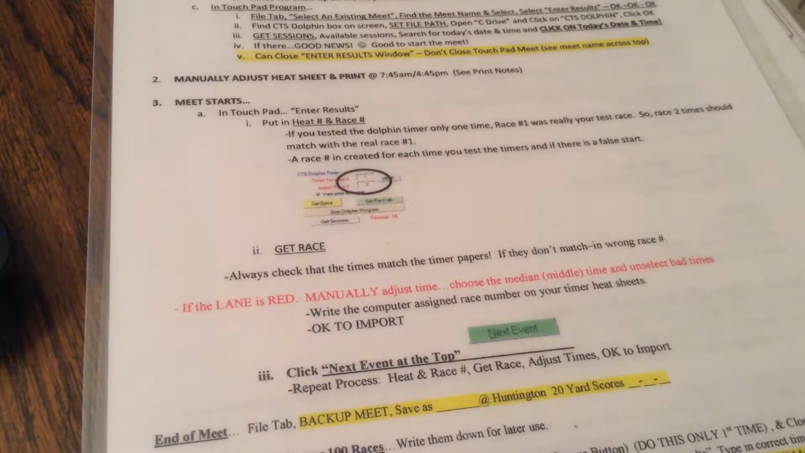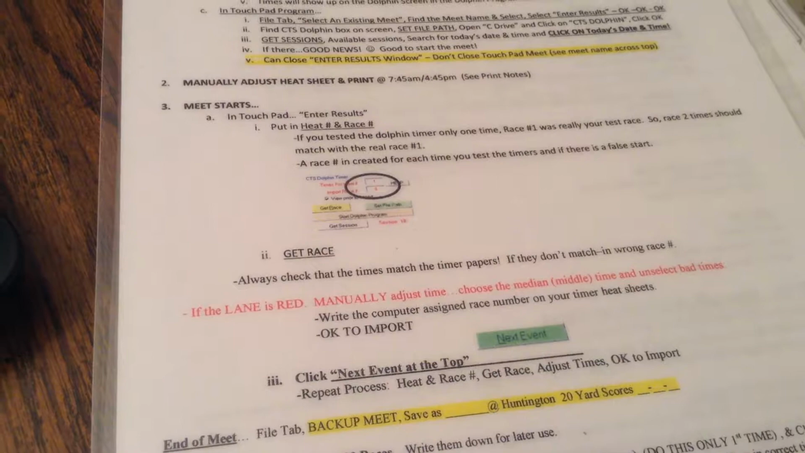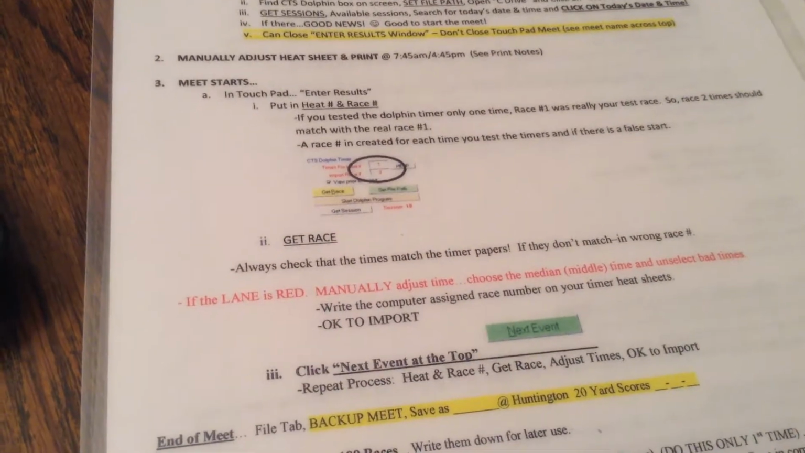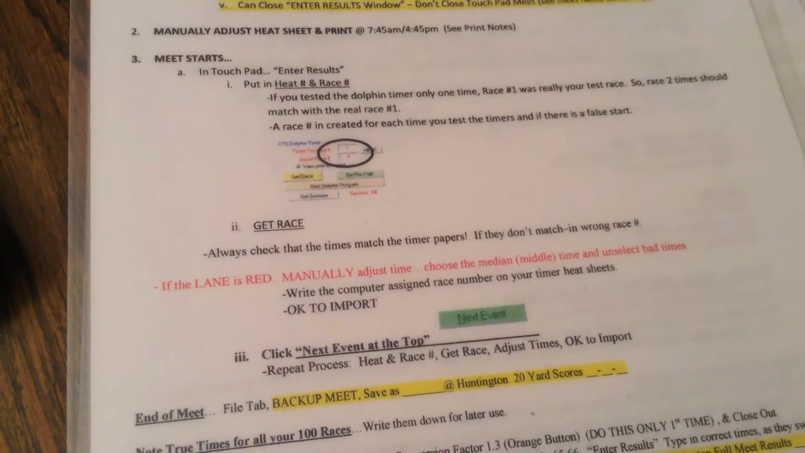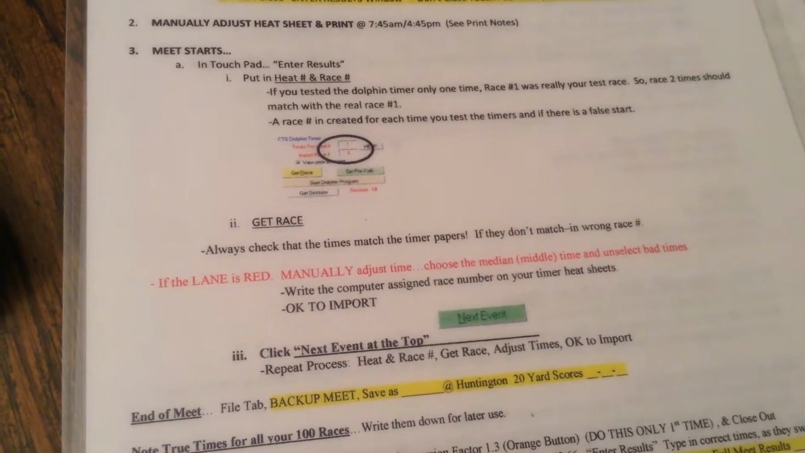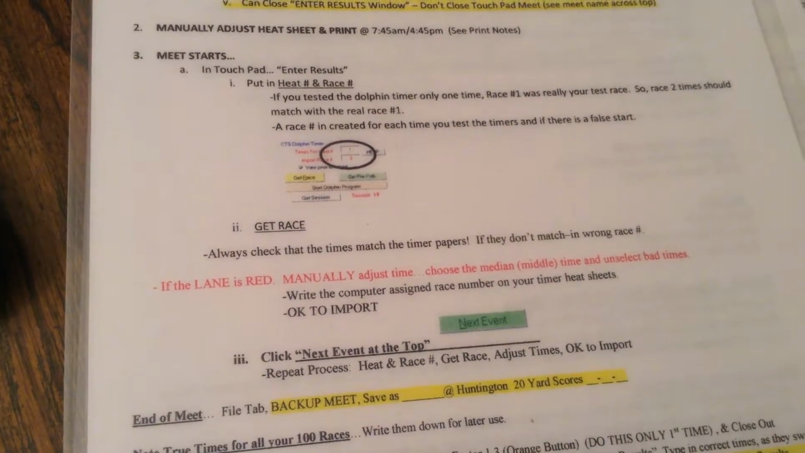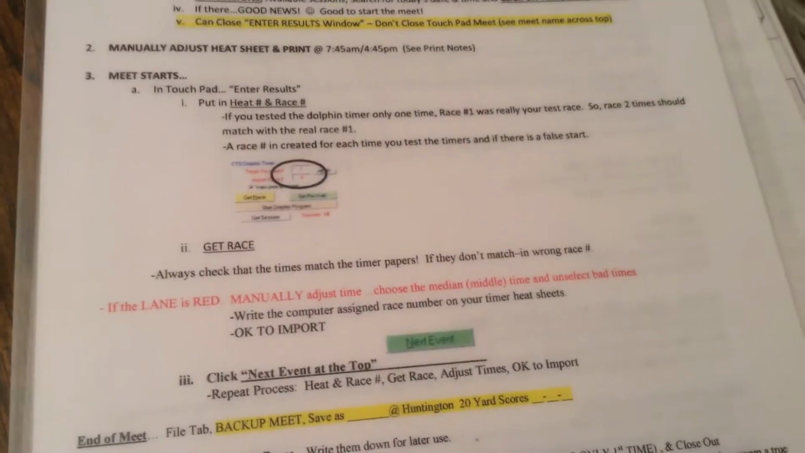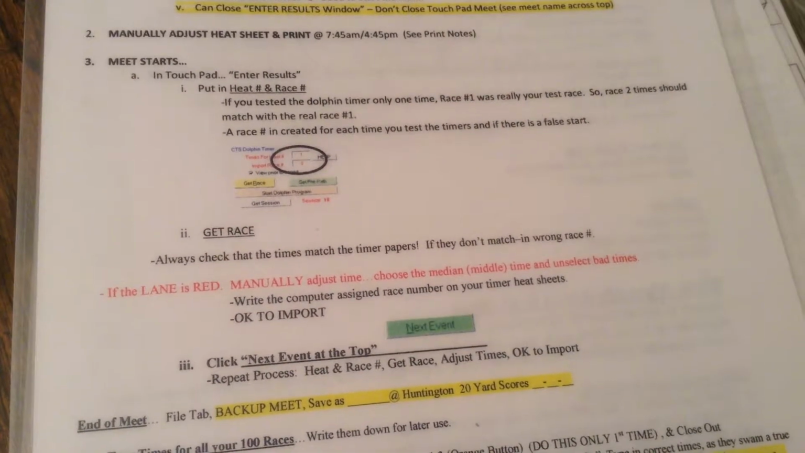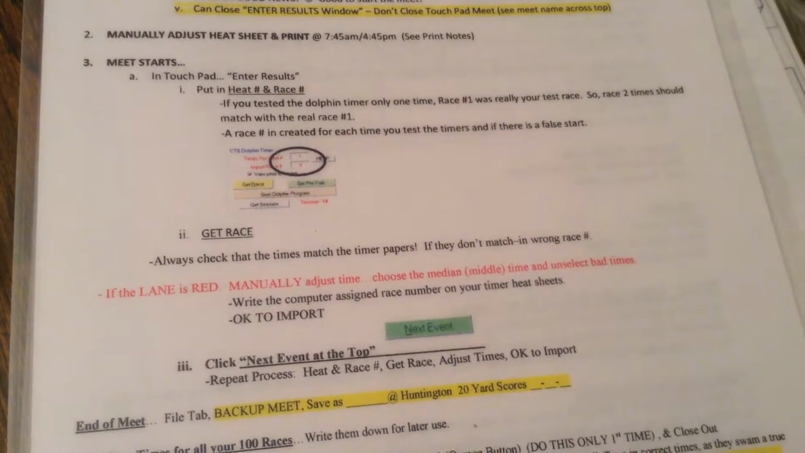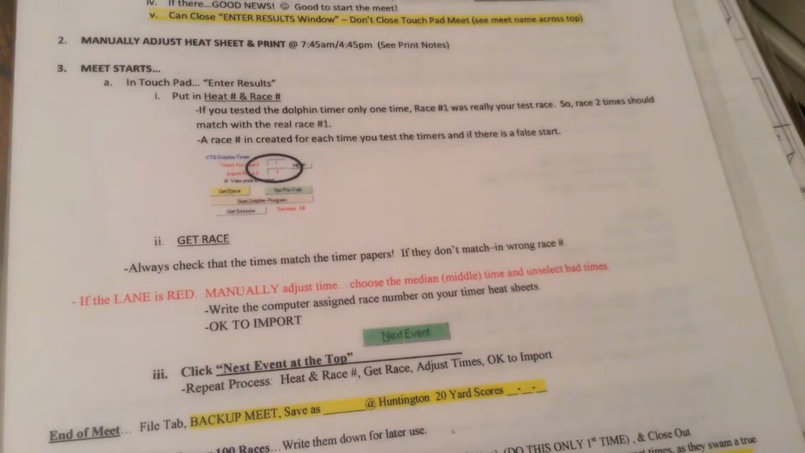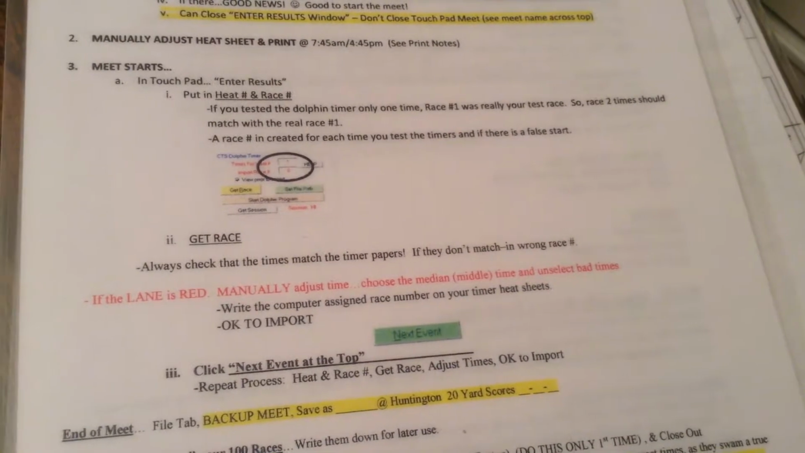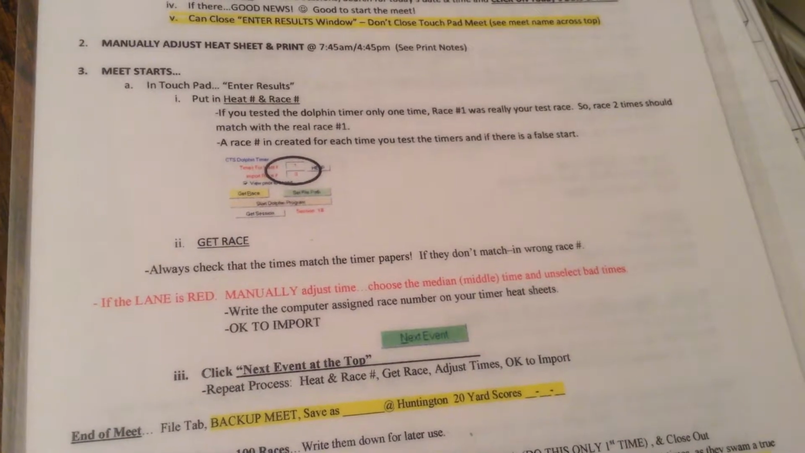Once you've done number 2, manually adjusted your heat sheet and printed, your meet has now started and you're ready to enter in your live results. So in Touchpad, you'll go to enter results and you'll put in the heat number and race number. Now if you tested the dolphin timer, which you normally do, only one time, race number 1 will be your test race. So race 2 should be the times for your real race 1.